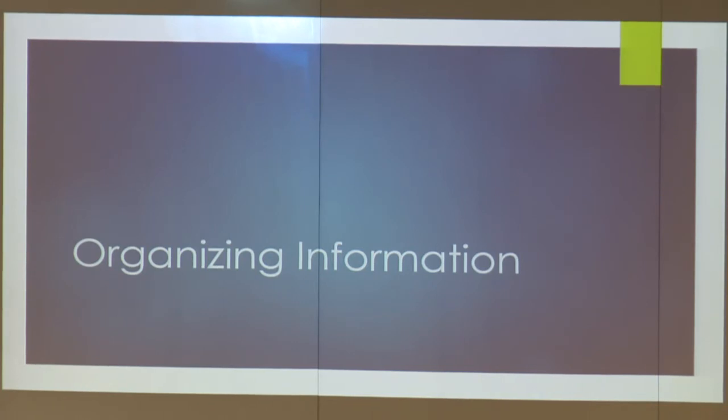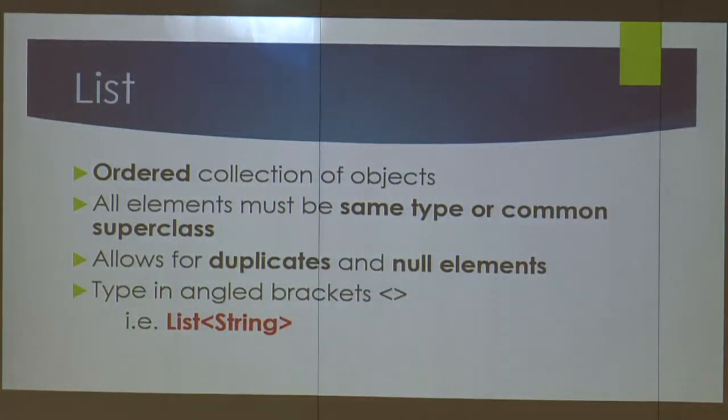All right, so now we're going to get into different ways that we've been able to organize information, maybe like containers and things like that. So a list is a way to have a collection of objects, and it's going to be ordered. So when you add elements to the list, they're going to stay in that specific order. And all the elements in a list have to be of the same type or need to come from the same superclass. And a list is also able to have duplicate elements and null elements. And similar to an ArrayList, where we had the type of the elements in those angled brackets, it's the same thing with just a general list. So if we want to have a list of strings, List, angled brackets containing the word String.